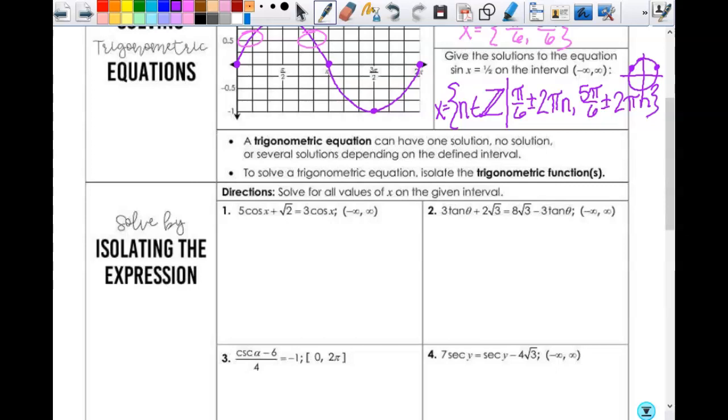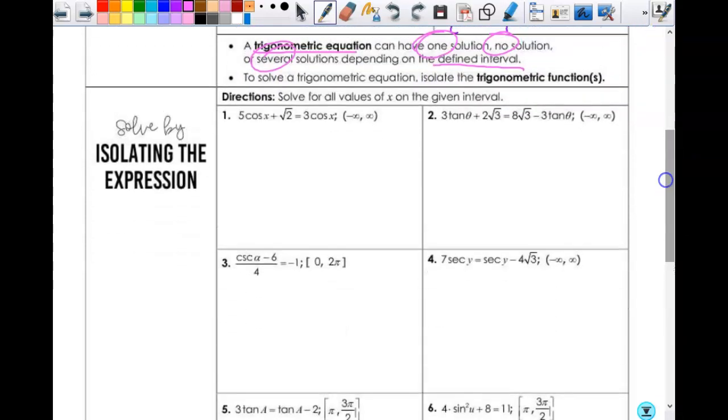Okay, but n has to be an element of the integers, and so I can add or subtract 2 pi and any multiple of that to get back to that point. So that's all of my answers from negative infinity to infinity, and there's an infinite amount of answers. Okay, we good? All right, so a trigonometric equation, that's what we're doing here, can have one solution, no solutions, or several solutions depending on the defined intervals. So we have to pay attention to the intervals that we're given.